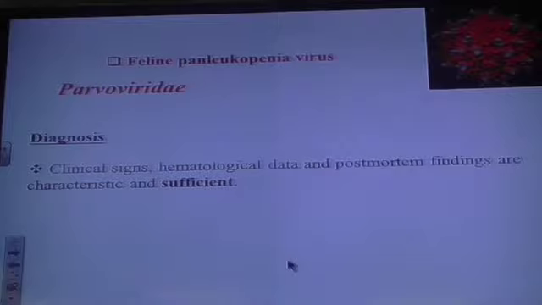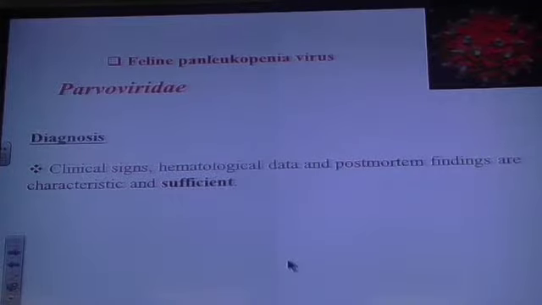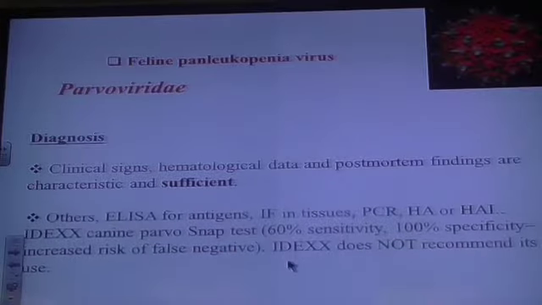Okay, diagnosis. As we said, the clinical signs, the hematological data, and postmortem findings are characteristic and sufficient, meaning you may not need any other test. But should you choose to do tests, there is ELISA for antigen, immunofluorescence in tissues, PCR, hemagglutination inhibition. All these tests can be used for confirmation.